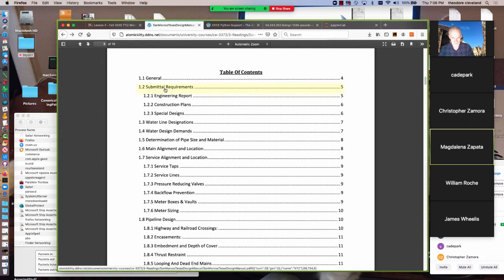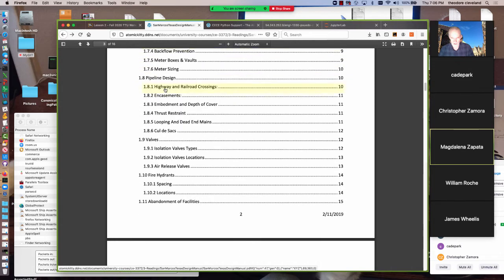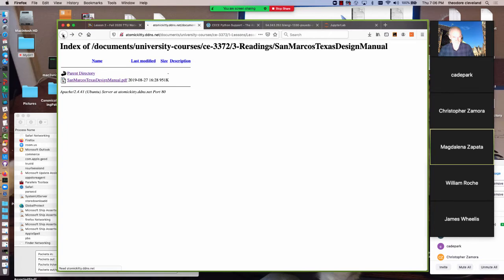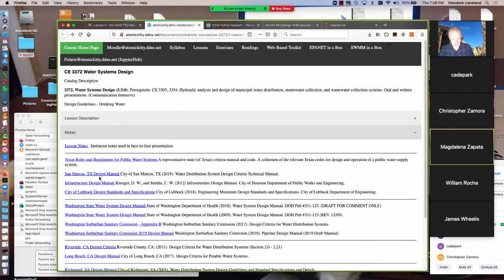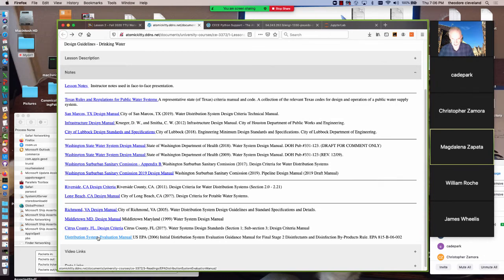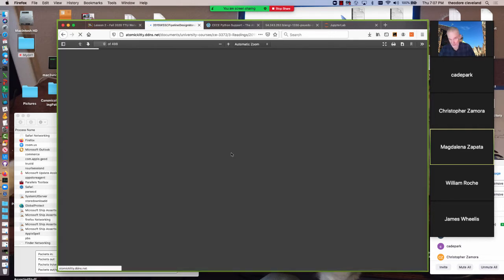And that was just one example. So there are other examples here, and they vary in complexity, scope, and detail. A favorite one is the Washington State Design Manual. It's a relatively long thing because it talks about almost everything you need. We got a couple of representative ones from California. And I'll just look at the Sanitary Commission for Washington. It has a pipeline design manual.